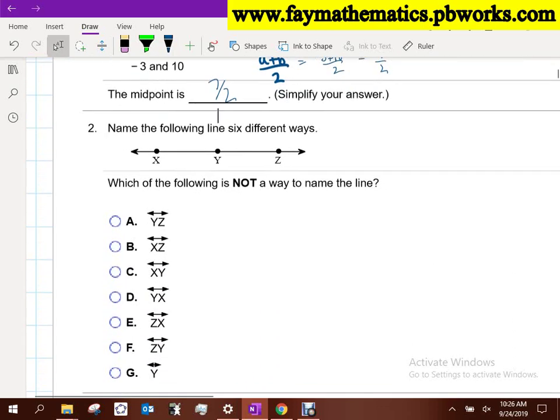Name the following line 6 different ways, and then select which one is not a way to form a line. You have to have 2 letters or 2 points that are on the line to be naming the line. So that means G is the one that is wrong.